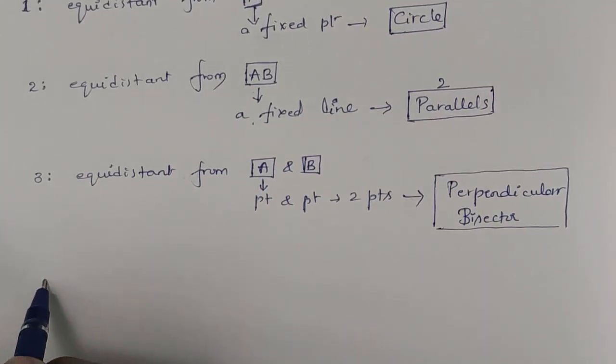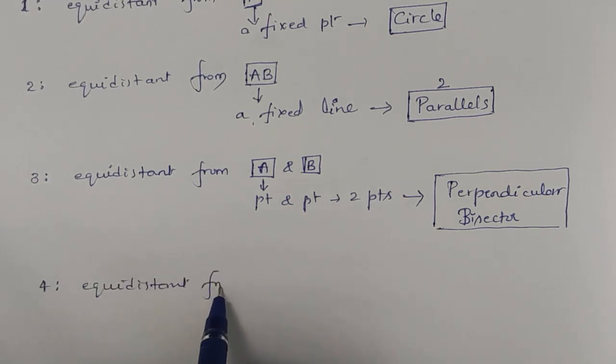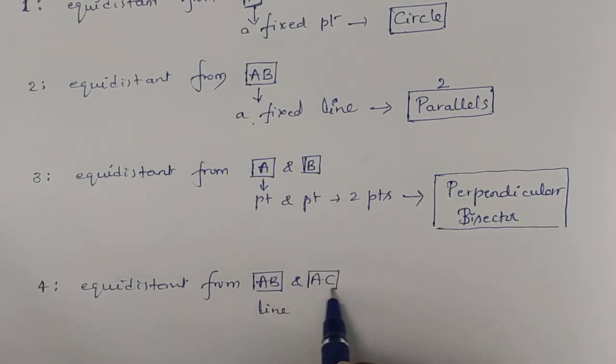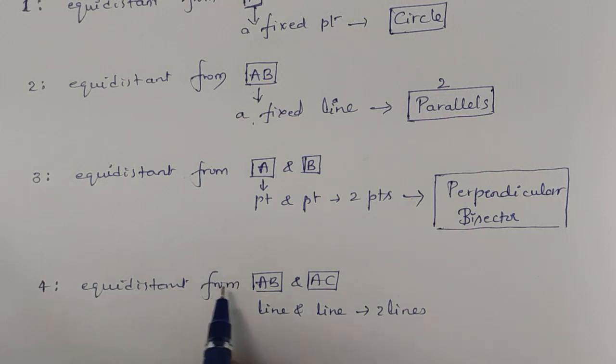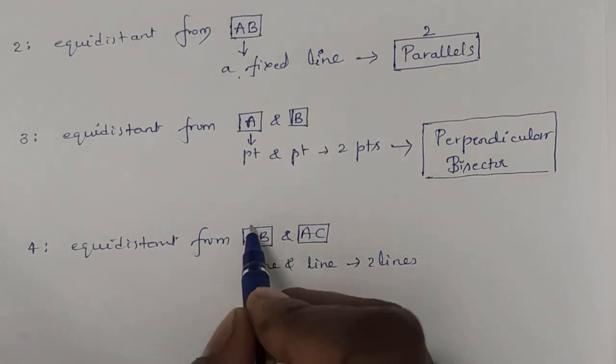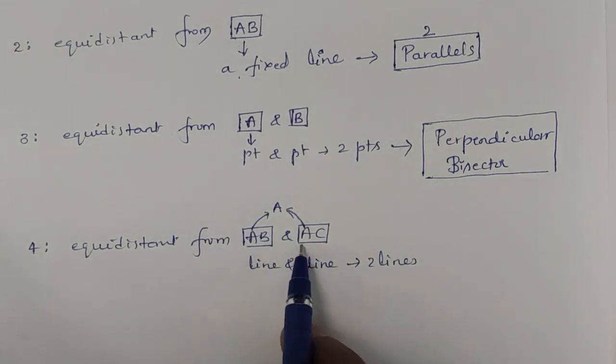The fourth one is equidistant from AB and AC. First, what is AB? AB is a line. AC is another line. Now line and line, that means two fixed lines. But at the same time, these two lines are intersecting. Where are they intersecting? At A. From both lines, A is common.